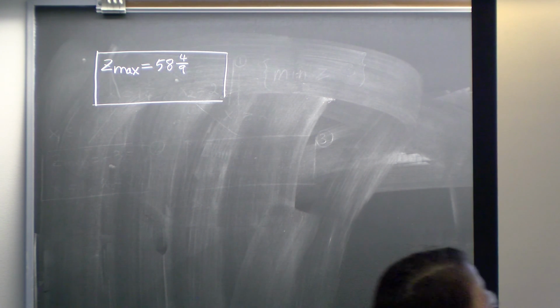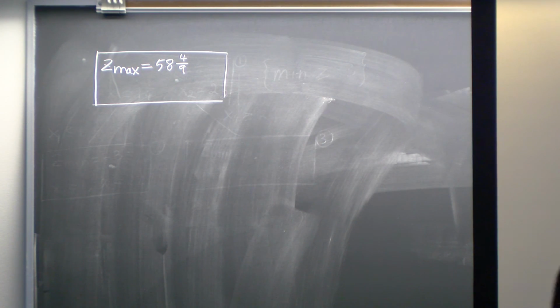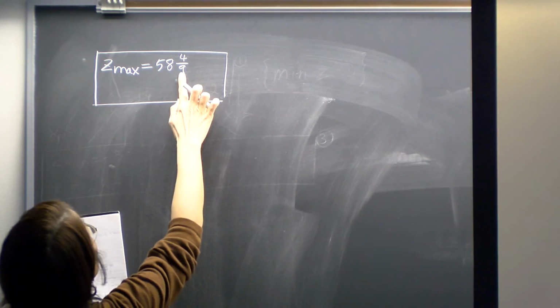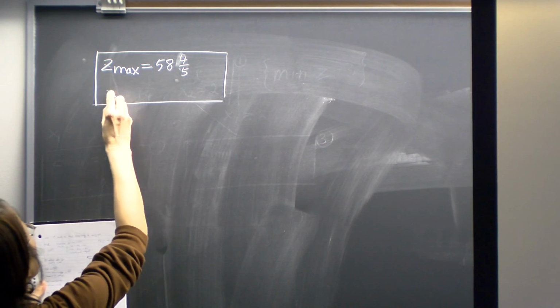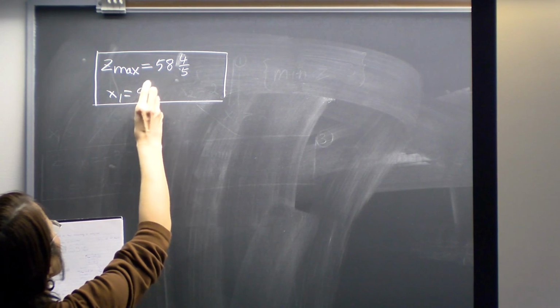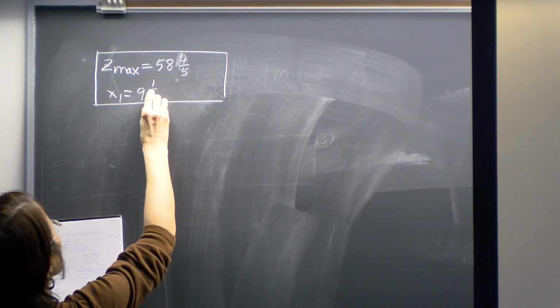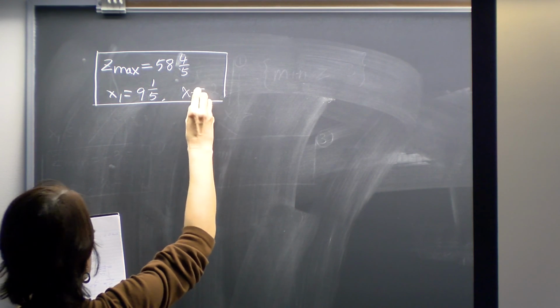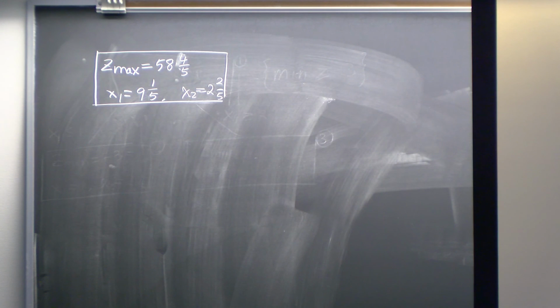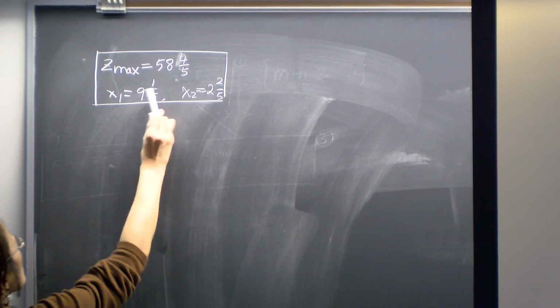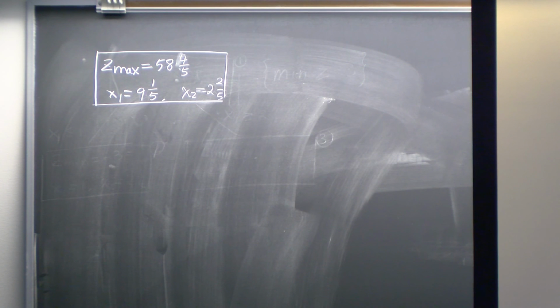Is it 9? No, it's 5 down there. No, 54.8 then. So why did I say 9? 4/5. Okay, and x1 is 9 and 1/5, and x2 is 2 and 2/5. Or you can put... what's important is this number, and you know there is the fractional part. Exactly what is the fractional part doesn't matter that much, all right?